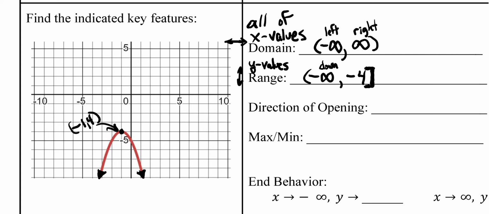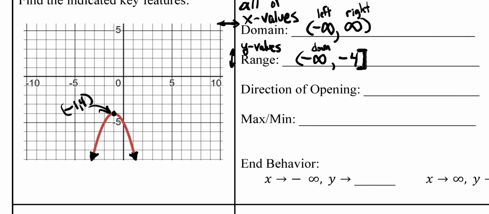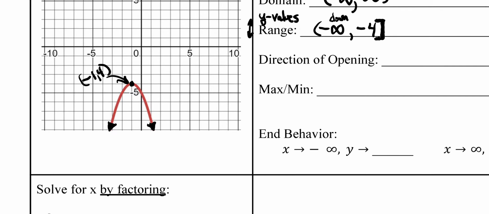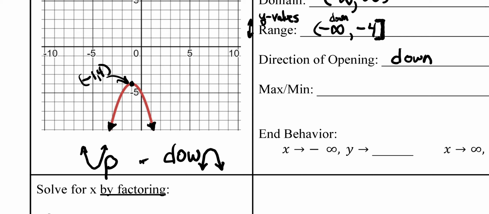Now, the direction of opening. Well, this opens down. If you're just reading it from a graph, you might find this helpful: it opens up, or it opens down. This is what it would look like if it opens down, and this is what it looks like if it opens up. This obviously opens down, so we would just put down. It's quite simple. Direction of opening means that it opens either up or down.